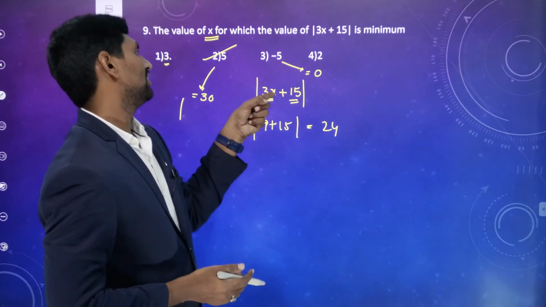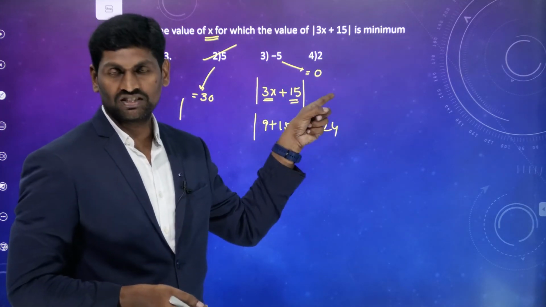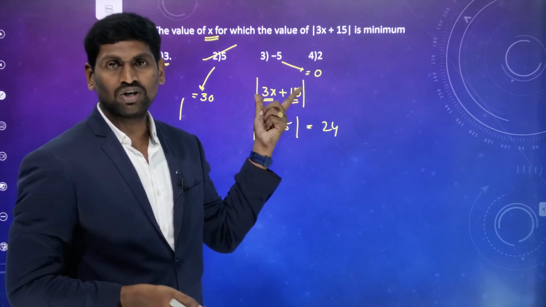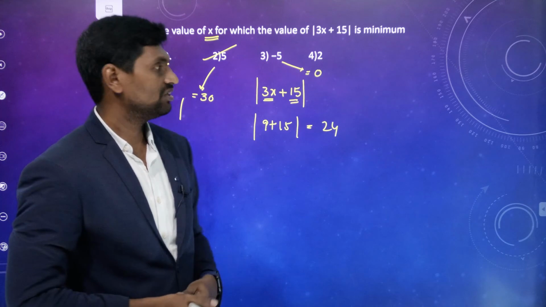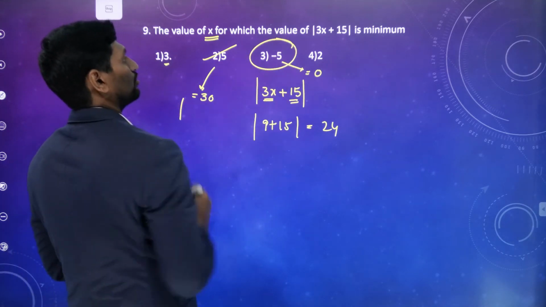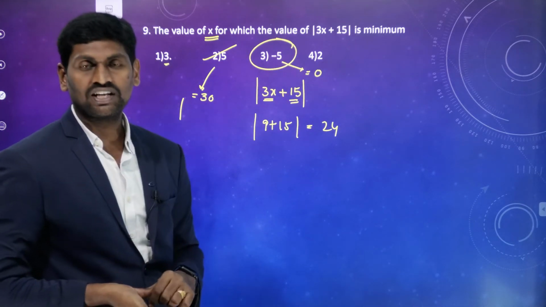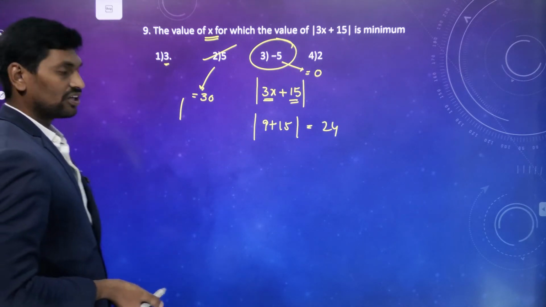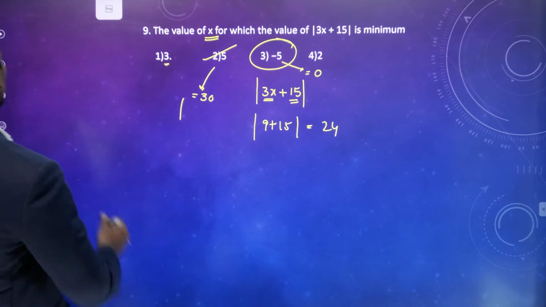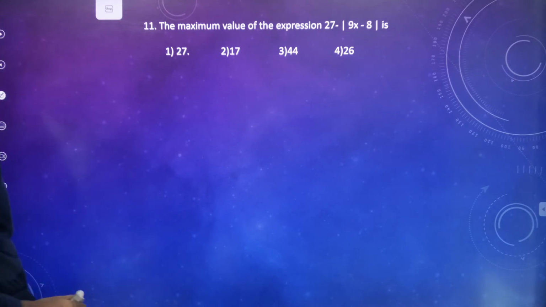I think no other number is smaller than 0, because in modulus, if you get a negative also, it will project as a positive number, no? So simply our answer is negative 5. Okay, na? Next question, children. Right.